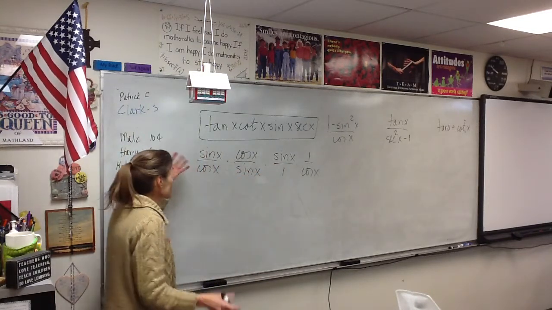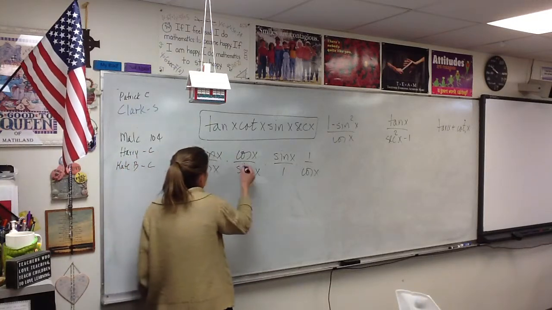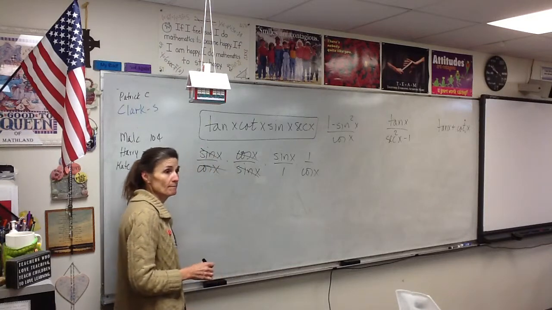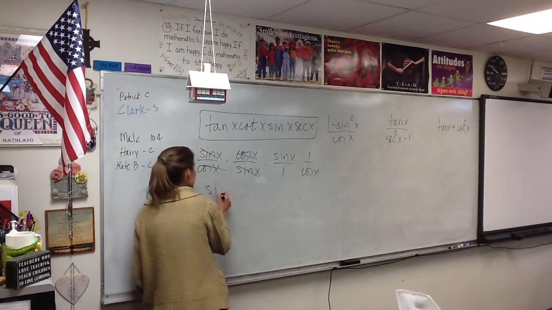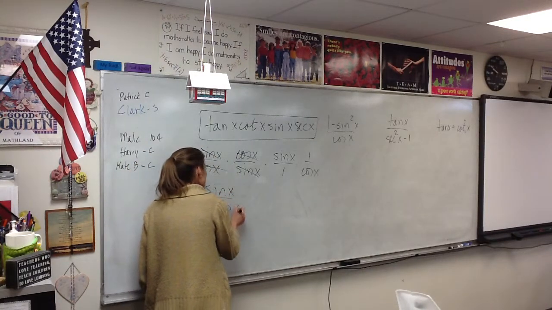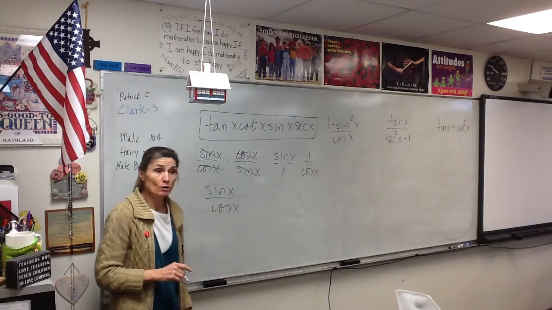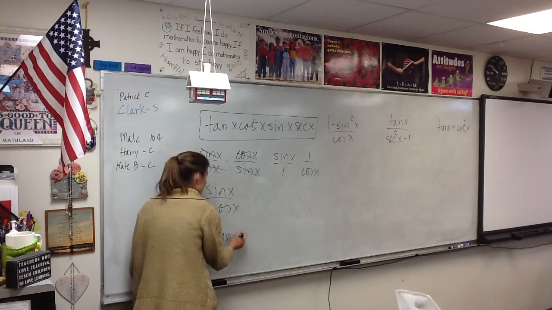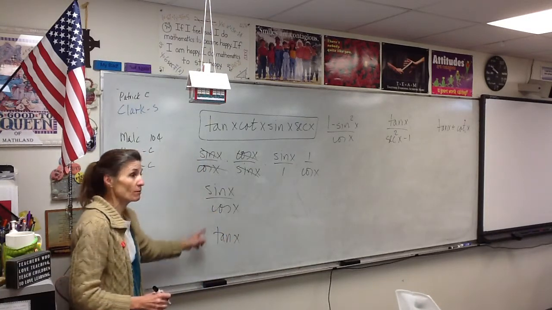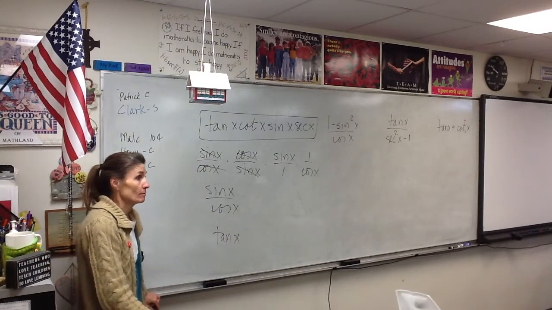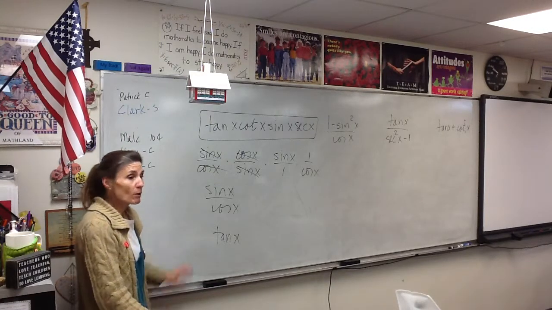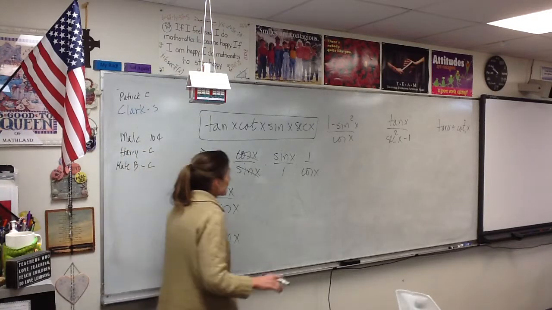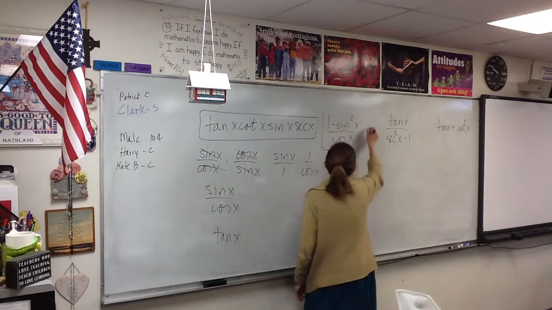Now we just start crossing off. So the sines cancel and the cosines cancel, and what are we left with? Sine over cosine, which you may leave as sine over cosine, but if you want, you can write it as tangent. Either one of those is perfectly okay. All right, remember how hard those were in the beginning? Well, they're getting easier, aren't they? Okay, now we have this one.